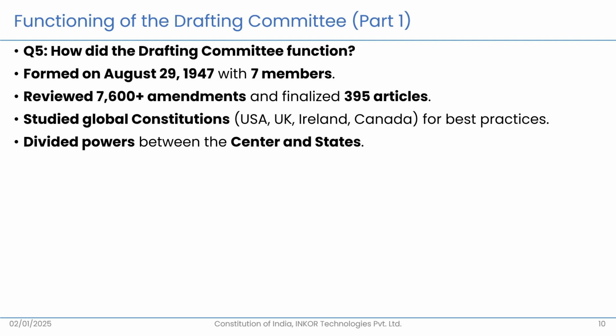To create a strong and effective constitution, the committee studied the constitutions of countries like the USA, UK, Ireland, and Canada, adopting best governance practices from each. A key focus was dividing powers between the centre and states, ensuring that the Indian government functioned efficiently while giving autonomy to the states.